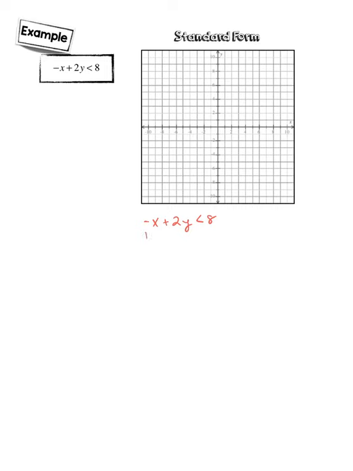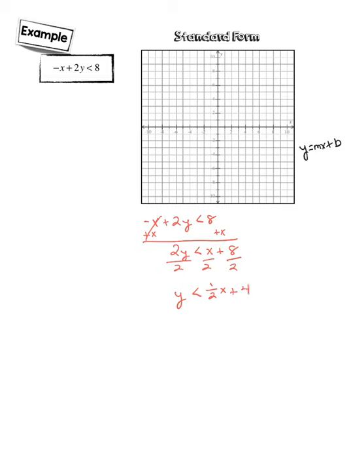So I'm going to add x to both sides. Cancels out. 2y is less than x plus 8. Keeping my x in front of my b, because I've said it before, y equals mx plus b. That's the format I want. I have to divide everything by 2. I have y is less than 1/2 x plus 4.